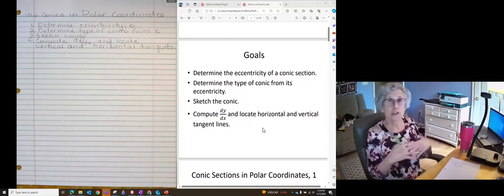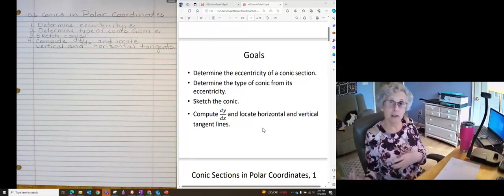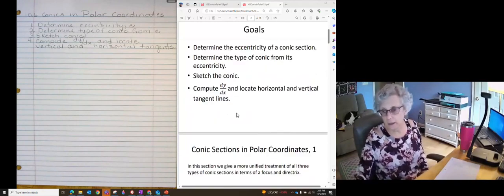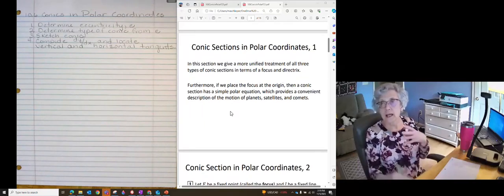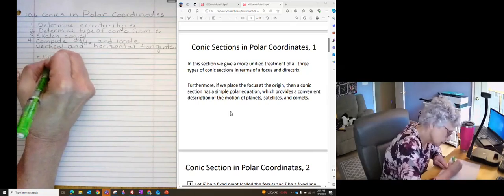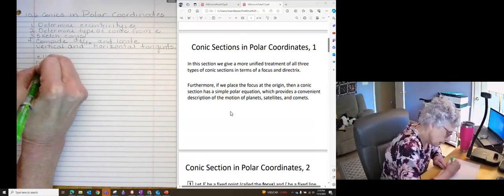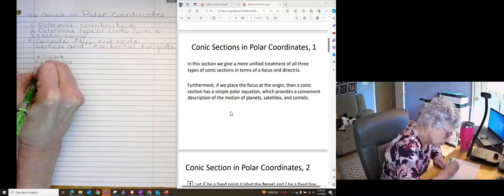So we just need to look at a polar form of a conic section, compute the eccentricity, and the eccentricity tells us the type of conic that it is, and then we can use that to sketch the conic. So it's a unified treatment of all three types of conics. Remember, the three types of conics are ellipses, hyperbolas, and parabolas.